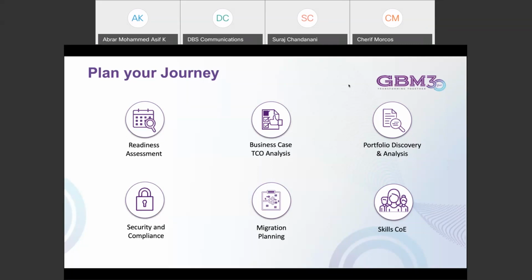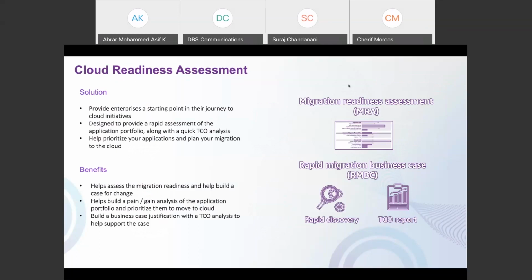For this, GBM has 2 services that help you outline these aspects in your planning as you move from your on-prem into public cloud. The first service is a cloud readiness assessment service, which essentially is checking on your business objectives, aligning them with the application portfolio, getting in touch with each of the application owners, prioritizing which applications need more governance, risk, compliance, which applications are difficult to migrate, which applications are going to be the quick wins, understanding a pain gain analysis across the portfolio, and then coming out with a quick TCO to give you a directional business case to support your move to cloud.